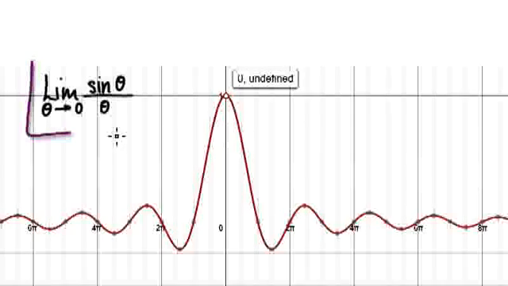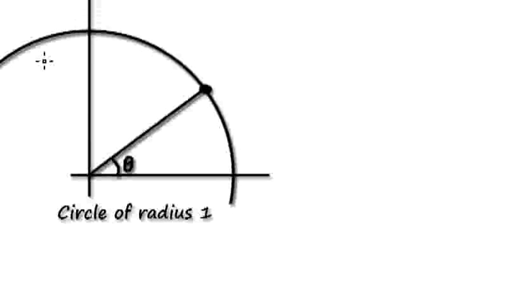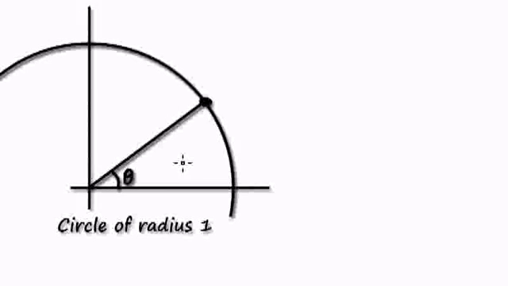Okay, so to find out the limit of this, we would imagine a circle of radius 1. When you look at a circle of radius 1, theta is the angle right here. Now you've got to imagine that this black dot is moving from here towards here. As it moves from here to here, it's in a way the same as theta approaching 0. If you rotate it in this direction, theta is increasing. If you rotate it in this direction, theta is decreasing.